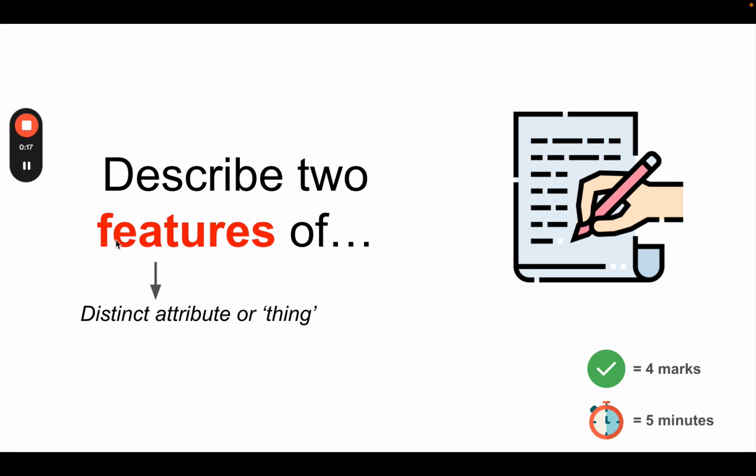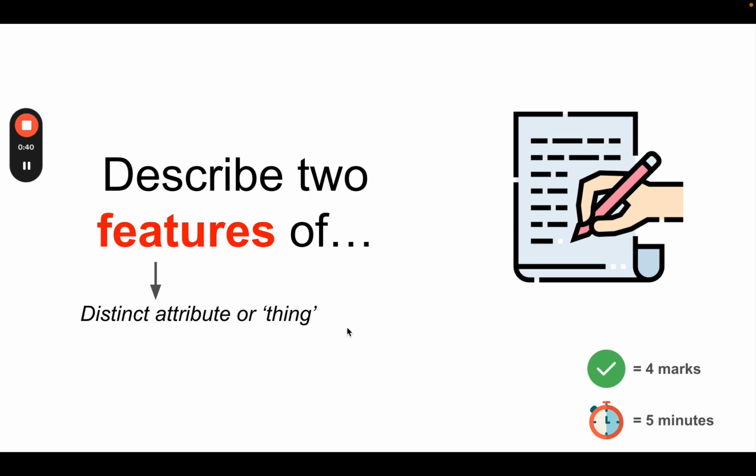A fancy way of putting this would be a distinct attribute, or a more easy to understand way of addressing this would just be a thing. Describe two things you would find in whatever the question may be. Now, for this question, you will have 5 minutes to gain a total of 4 marks.